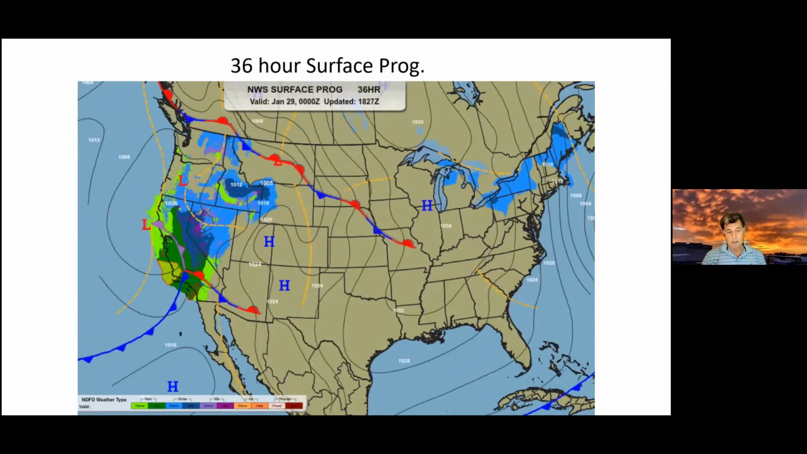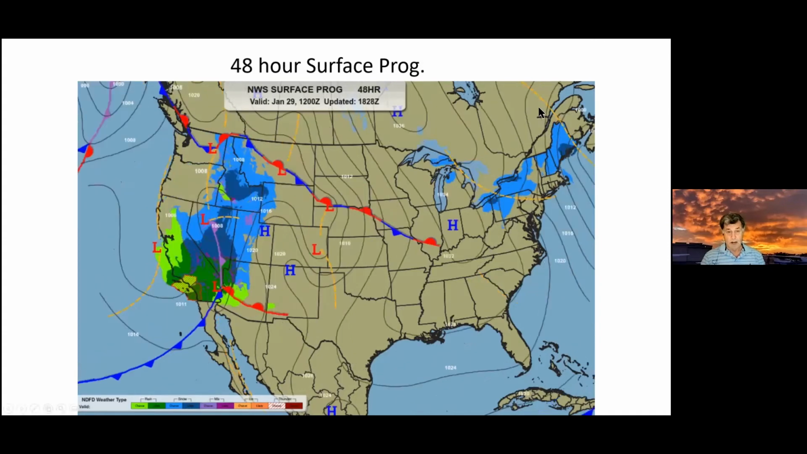Here comes 36 hours. Everything tends to move eastward. All these fronts are attached to a low pressure area. Low pressure areas are counterclockwise because of the Coriolis effect, and high pressure areas are clockwise. So these fronts tend to move counterclockwise around a low. And then here's 48 hours. So we see all of our weather patterns tend to move east, and they're attached to a low pressure area.